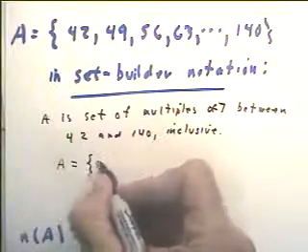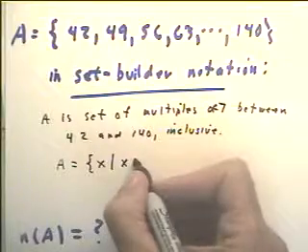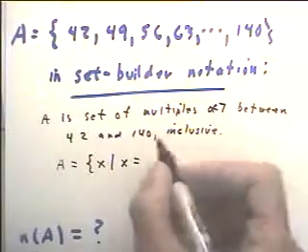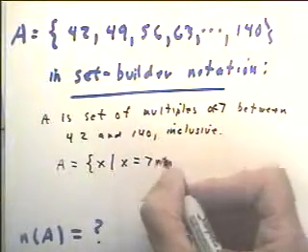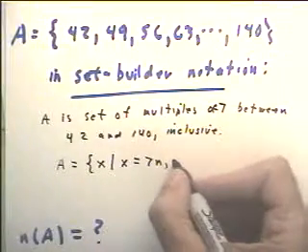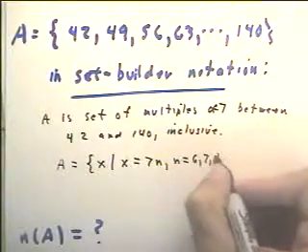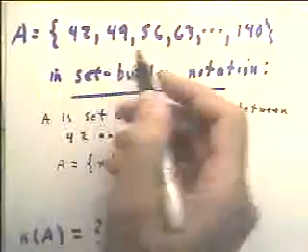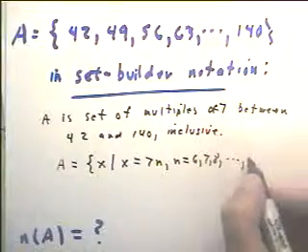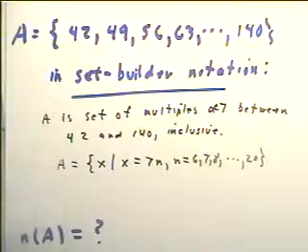We could say that A is a set of X such that X equals what? Well, if it's a multiple of 7, it's 7 times some counting number, so we're going to say X equals 7n. What are the counting numbers? Well, n would be 6, 7, 8, and so forth, ending at, well, 7 times what is 140? You can figure that out. That's 20. So this is a way that we could write it.